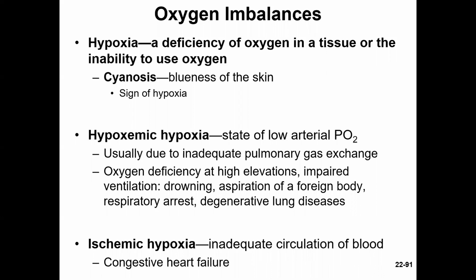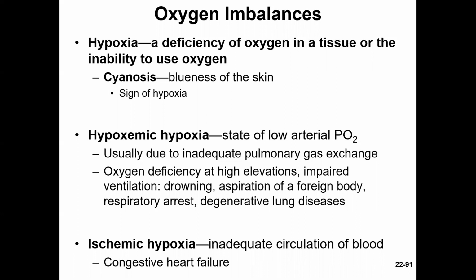Okay, so hypoxia is a deficiency of oxygen in a tissue or the inability to use oxygen. Cyanosis is an example of this. This is when we turn blue. Turning blue, that color, cyanosis, is a sign of hypoxia. Hypoxemic hypoxia is a state of low arterial oxygen pressure. It's usually due to inadequate pulmonary gas exchange and oxygen deficiency at high elevations. Impaired ventilation, drowning, aspiration of a foreign body, respiratory arrest, or degenerative lung diseases can create this.